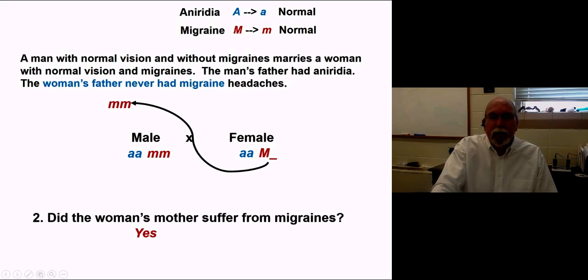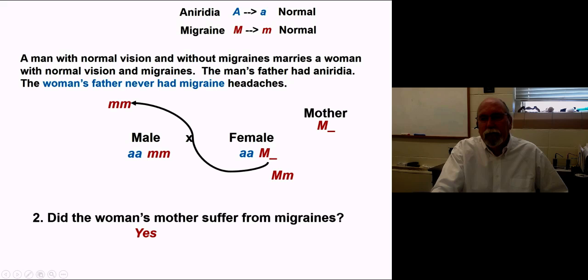She got a big M. She got a big M from somebody, right? Because she has to be this genotype ultimately. Well, the mother had to be the one to give it to her. Now, we don't know whether the mother was homozygous or heterozygous, but she had at least one big M, one dominant, because she gave it to the daughter.